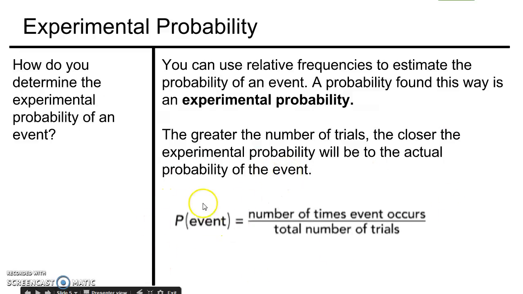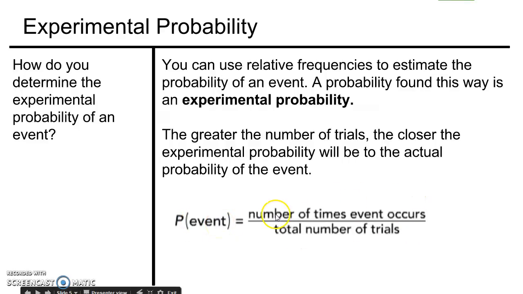When we see this P parentheses event, what that means is that what's in parentheses is going to say something. So it might say P parentheses heads when we're flipping a coin. What that means is we're finding P, the probability of flipping a heads. Or it might say P parentheses even number. So if we're rolling a number cube, what's the probability of rolling an even number? Okay, so whatever's in parentheses is what we're finding the probability of.